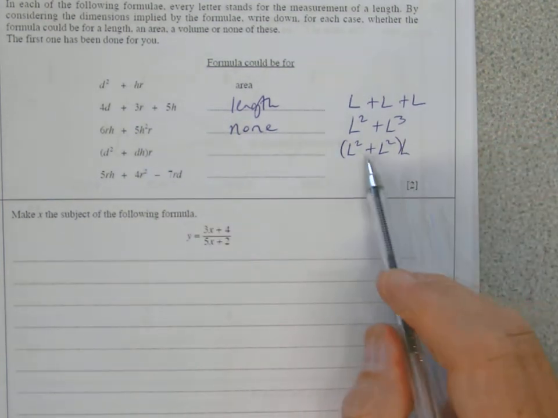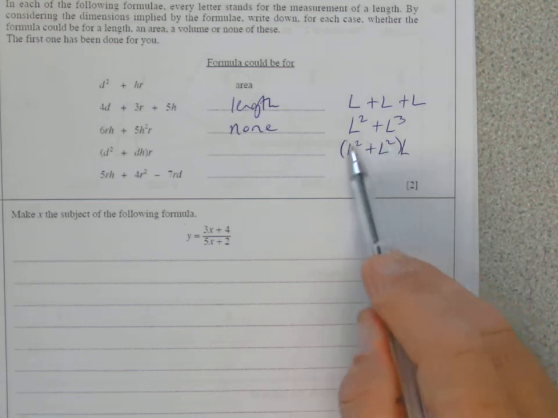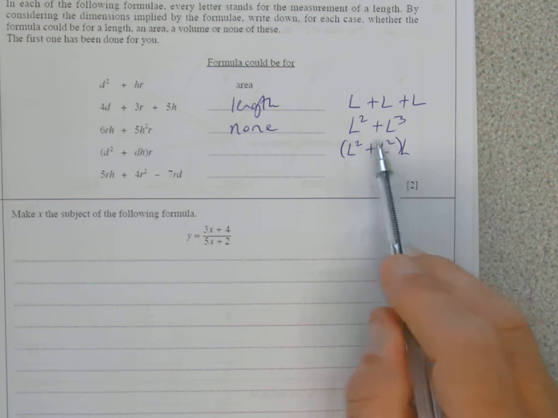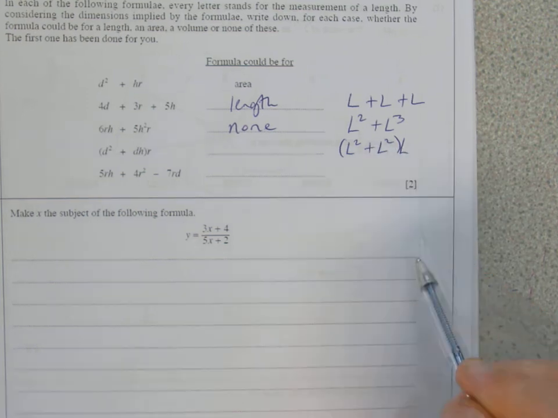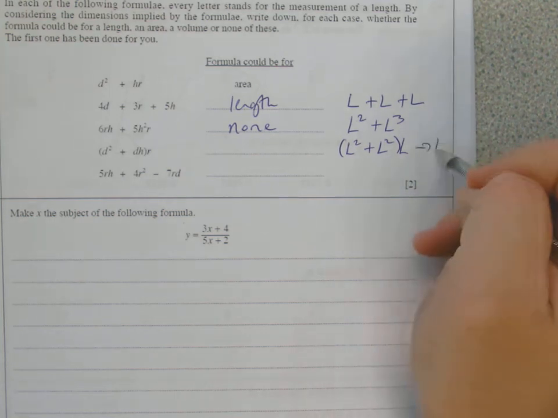So you've got that. Now, length squared plus length squared is just a bigger area, isn't it, if you think about it? Length squared plus length squared is an area plus an area, which gives you a bigger area, and you're timesing it by L. So when you times an area by length, you get a volume, don't you? This will result in being a length cubed.